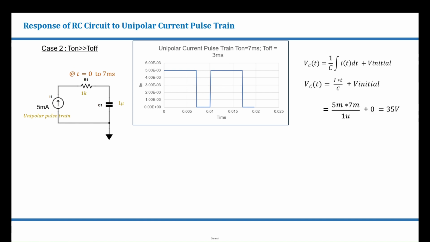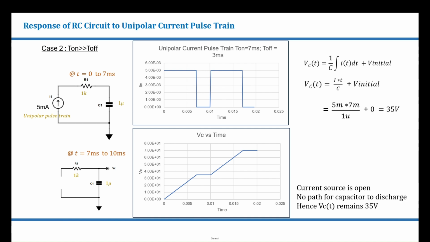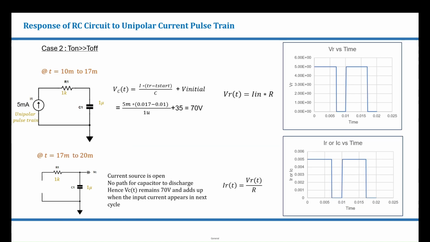Now the voltage across capacitor is 35 volts. And when the input is 0, it remains at 35 volts. Let's consider one more cycle. Between 10 milliseconds to 17 milliseconds, it has charged up to 70 volts, and between 17 milliseconds to 20 milliseconds, the input is 0, hence replaced by open, and it remains at 70 volts. And it remains at 70 volts and adds up when the input current appears in the next cycle.